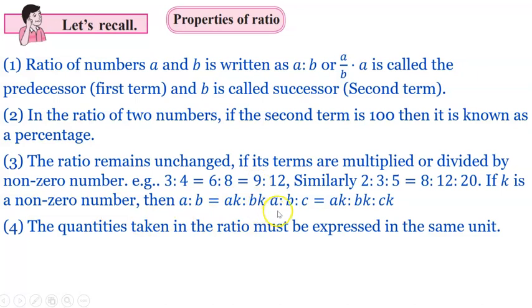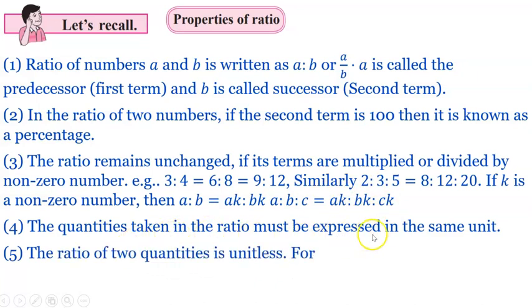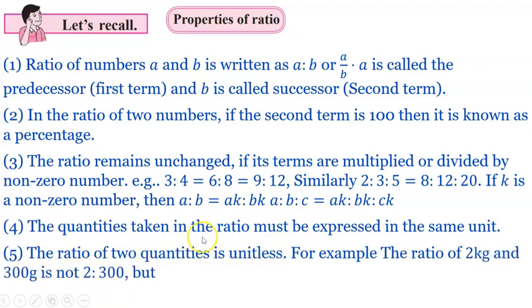Next, if there are three numbers in the ratio a as to b as to c, then they can be written, if you multiply each number by k, as ak as to bk as to ck. The quantities taken in the ratio must be expressed in the same unit. The ratio of two quantities is unitless.